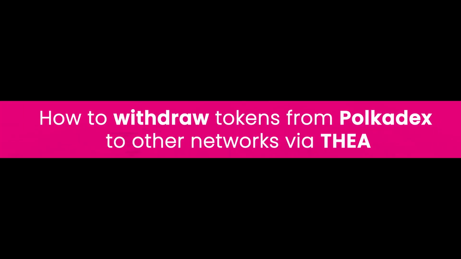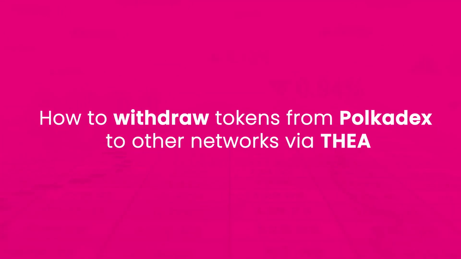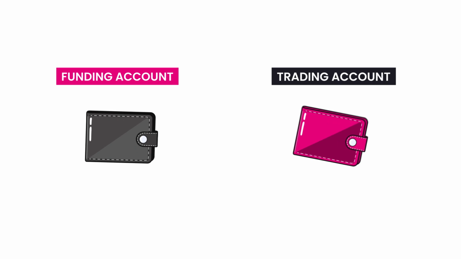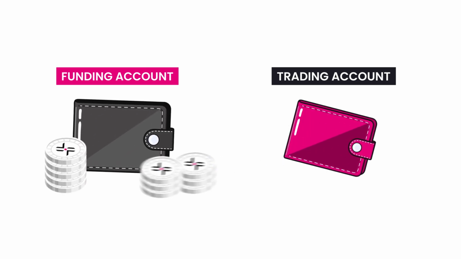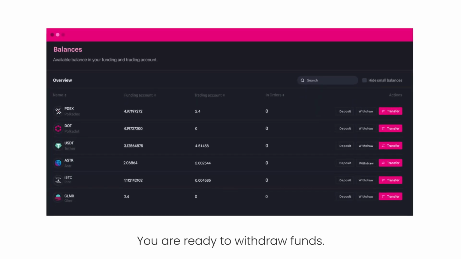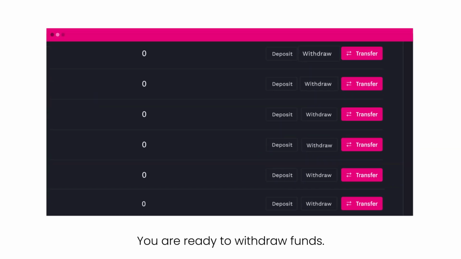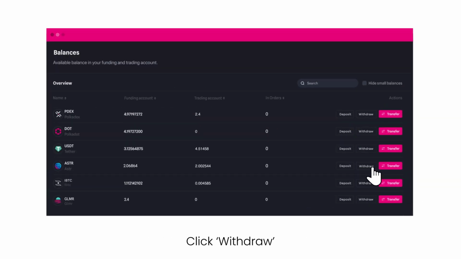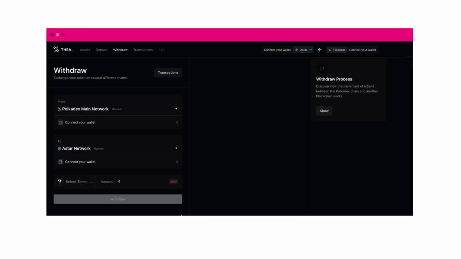How to withdraw tokens from Polkadex to other networks via THEA. Once you have moved funds from your trading account back to your funding account using the transfer function on the Orderbook Balances page, you are ready to withdraw tokens to their network of origin. Click Withdraw on the desired asset to navigate to the THEA interface.